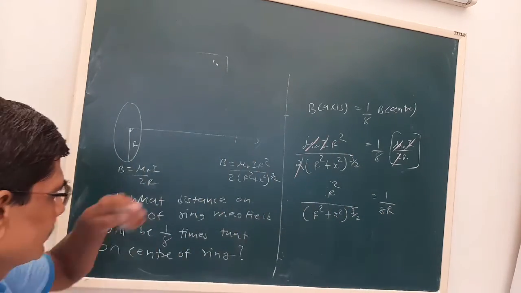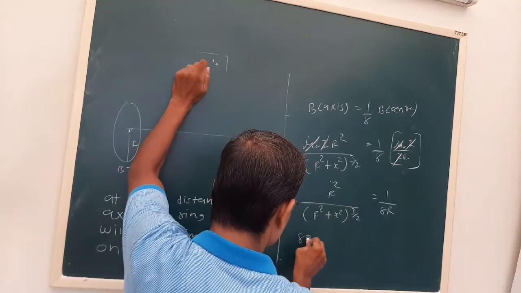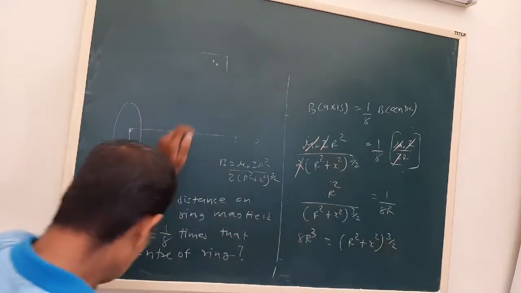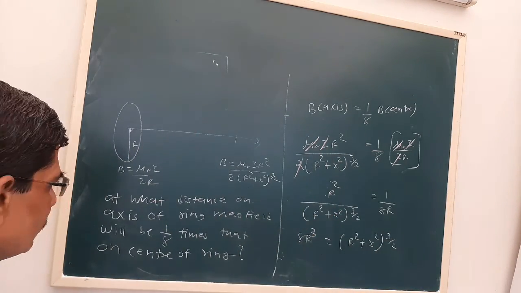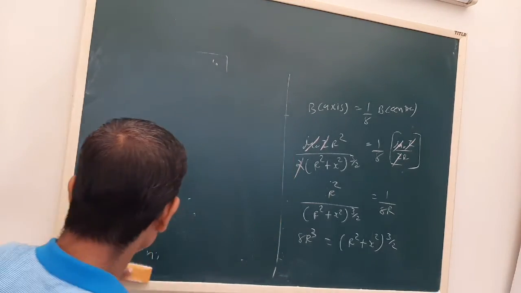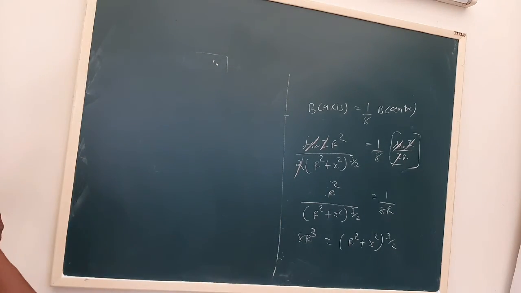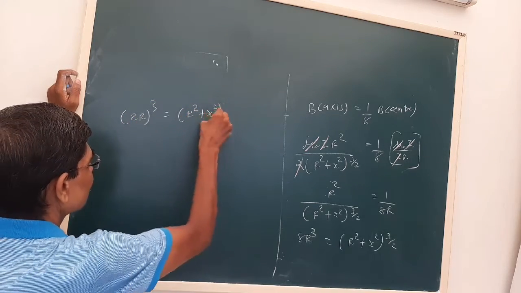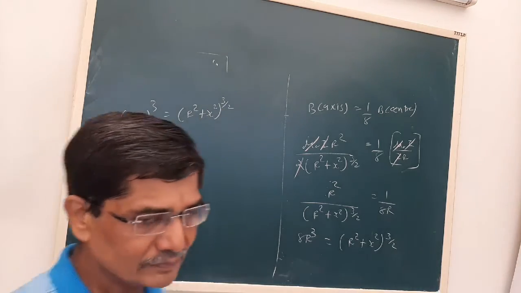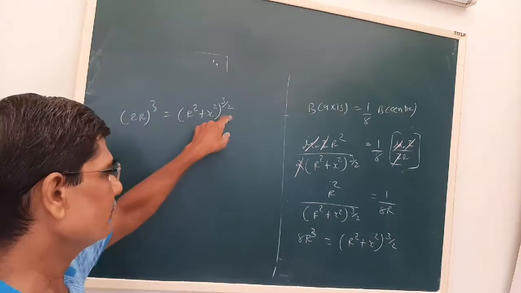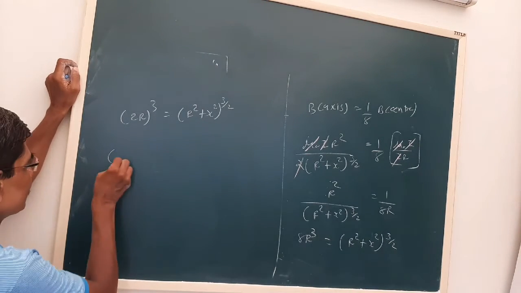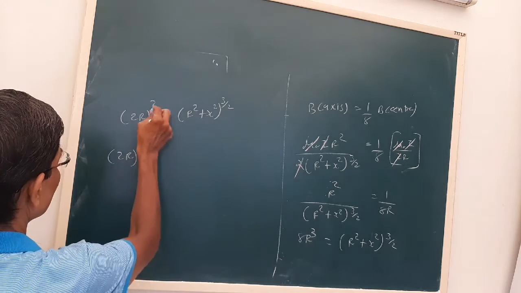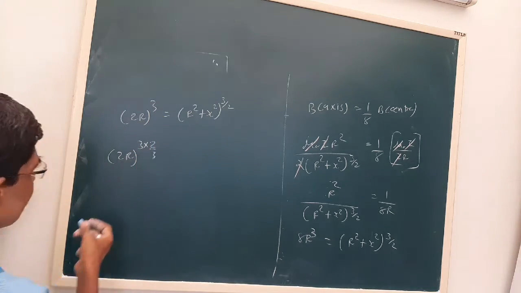Okay. Now we simplify: 8r into r square is 8r cube, equals r square plus x square to the power 3 by 2. Now see, this 8r cube is a perfect cube of 2r. So we can write 2r cube is r square plus x square to the power 3 by 2. Now we want distance x in terms of r. So what should we do? We should remove this 3 by 2 power. So we take the power with the reciprocal. Here it will be 2 by 3.